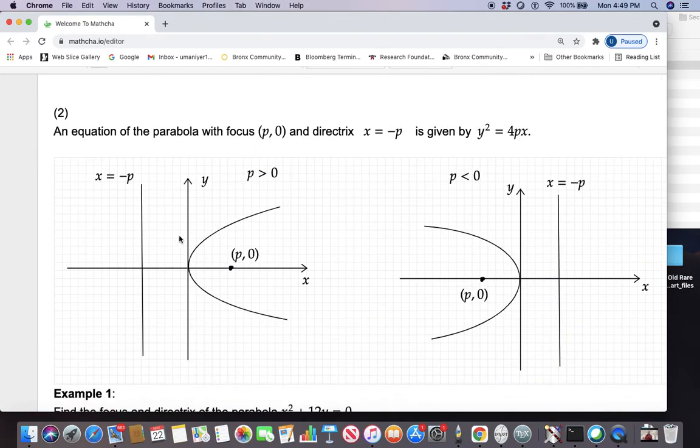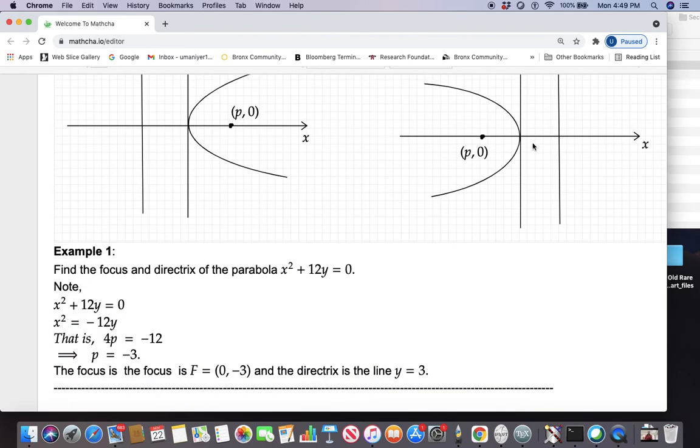Now what happens if your focus is on the x-axis? So (p, 0): when p is positive, your focus is on the right. So the parabola will be opening right. The directrix will be behind the y-axis. If the focus is on the left, the parabola opens to the left. The directrix is behind. In either case, the equation is y squared equals 4px.